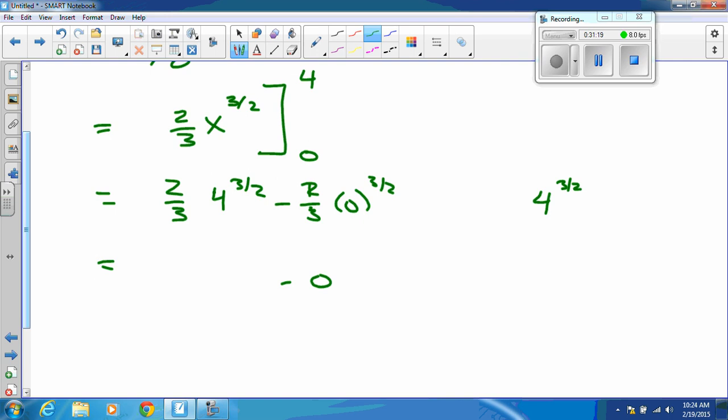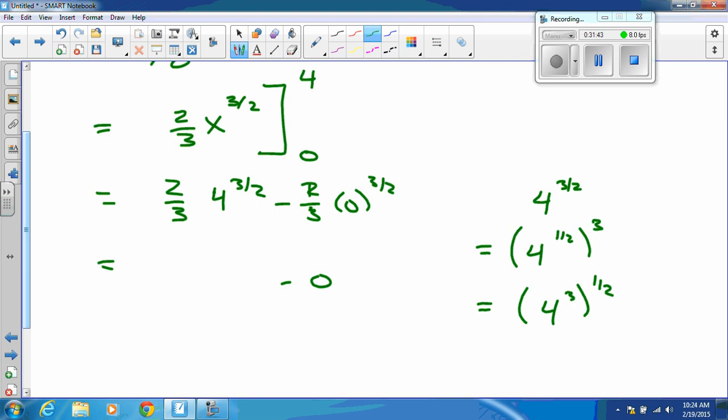4 to the 3 halves power. When you have a fractional exponent, you can break it up using your exponent rules. 3 halves is 3 times a half, right? So, I can think of it either as this or as this, whichever one is easier.